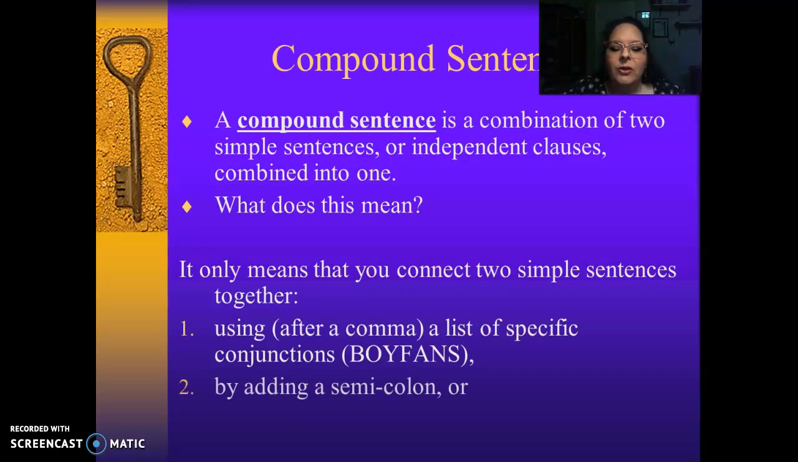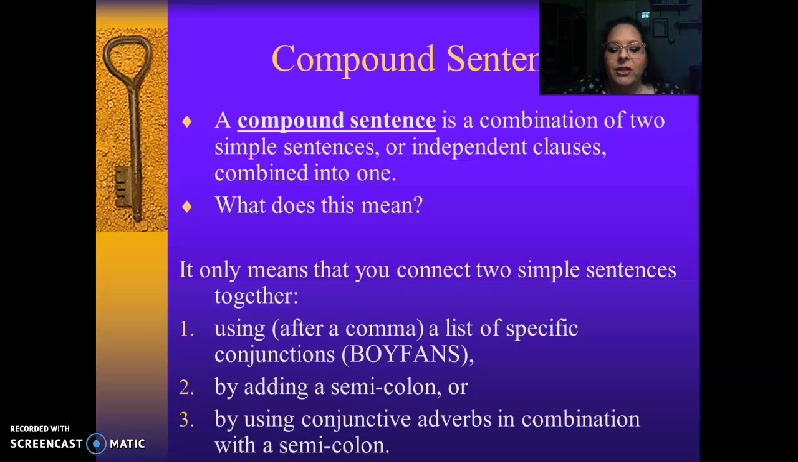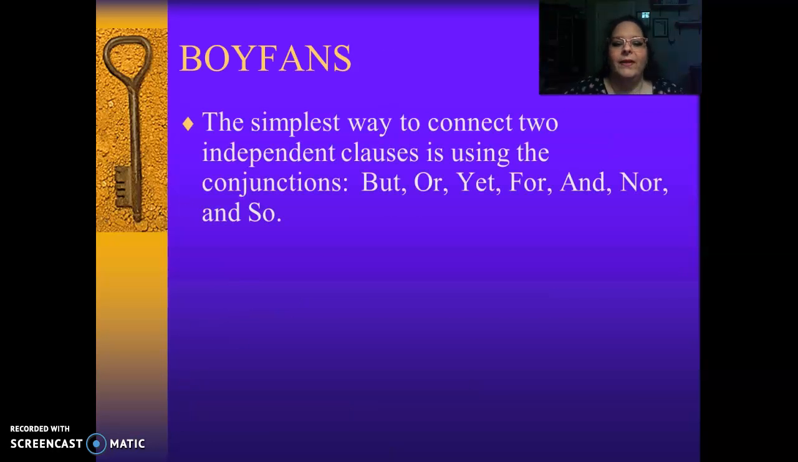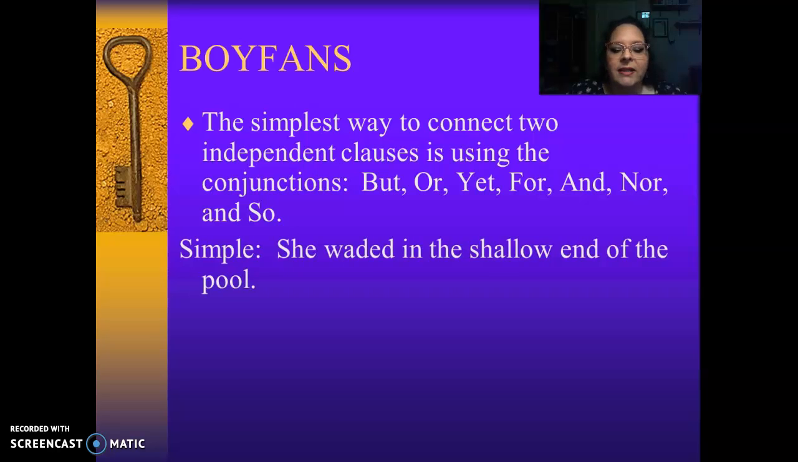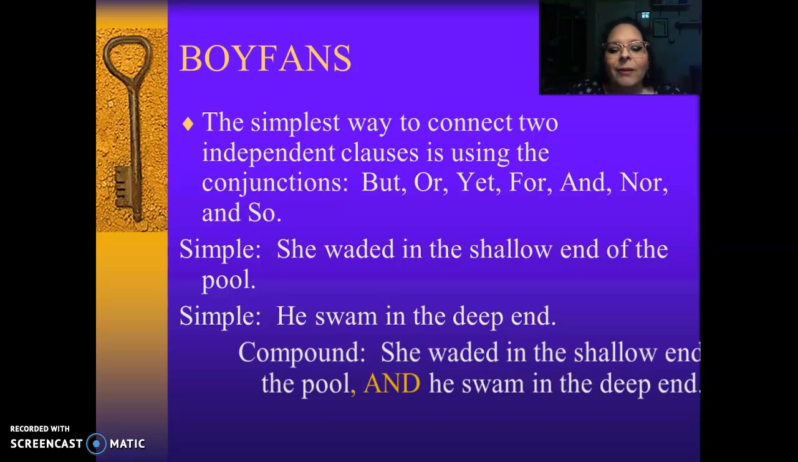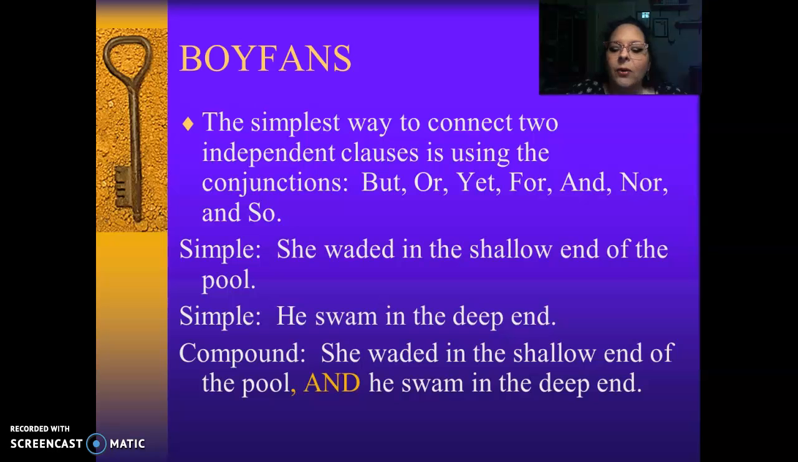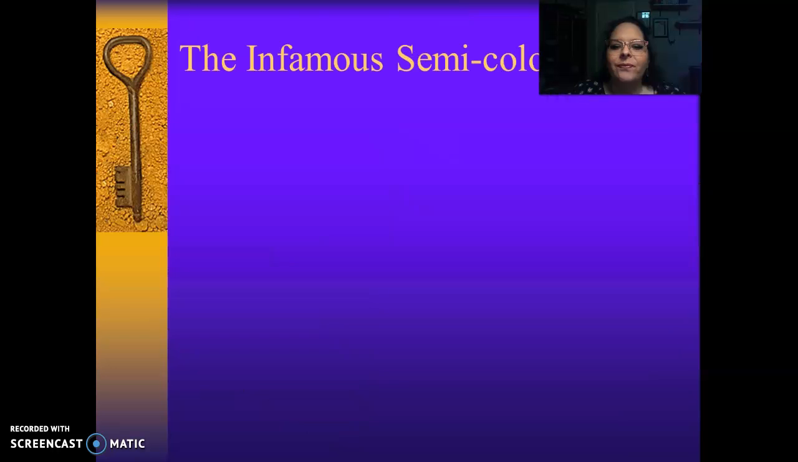You can just use a semicolon. This one's usually confusing, but a semicolon has a complete sentence on each side. And then you can use one of those conjunctive adverbs in combination with a semicolon. So the BOYFANS: but, or, yet, for, and, nor, so. A simple sentence: she waded in the shallow end of the pool. Another simple sentence: he swam in the deep end. So combine them. She waded in the shallow end of the pool, and he swam in the deep end. It just flows a little bit better.